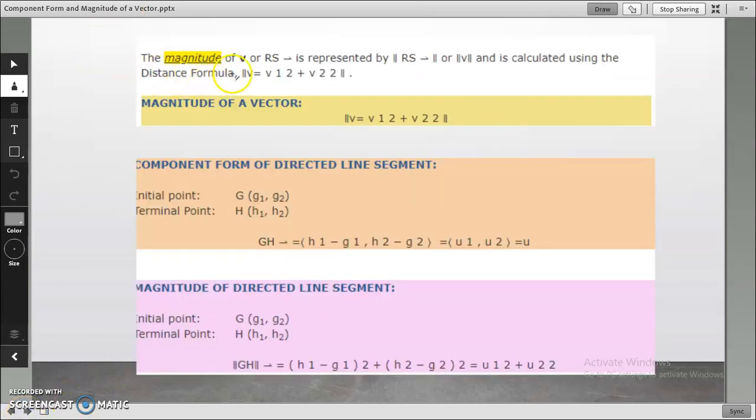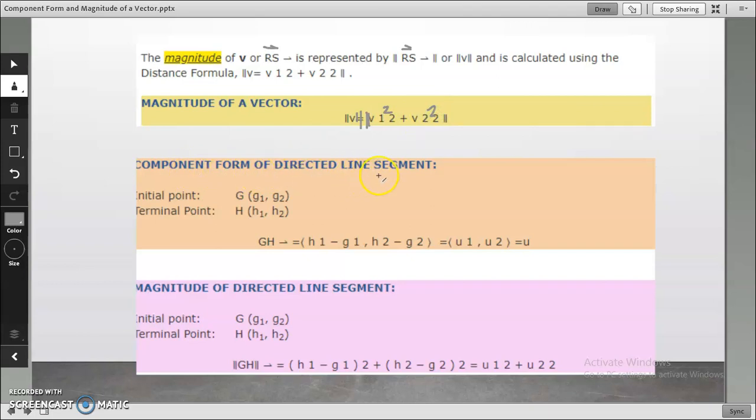All right. So the magnitude of v, or RS, is represented by these two lines here, or here. And it's calculated using the distance formula. So magnitude is the length of a vector, okay? So this is actually supposed to be here. So the magnitude is equal to the square root of v1 squared plus v2 squared.